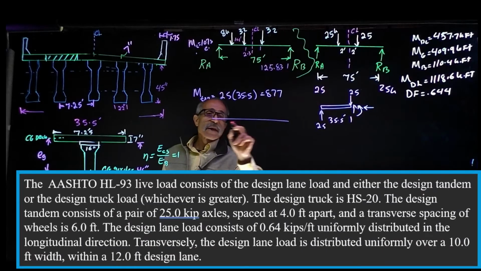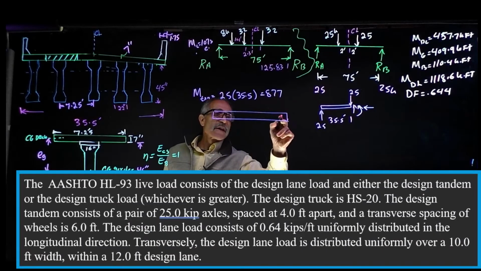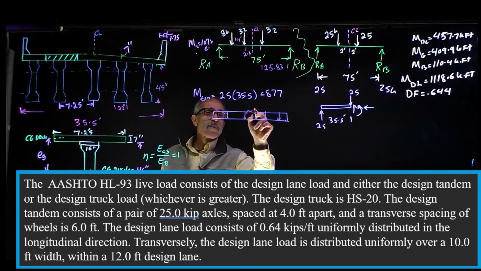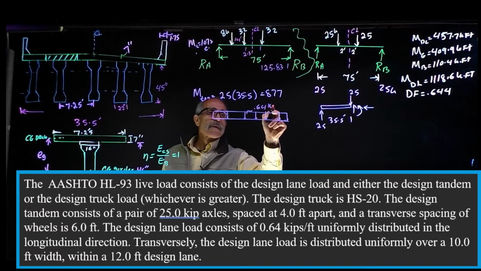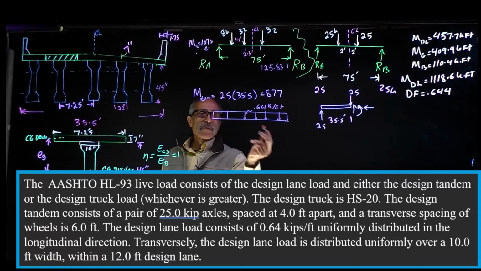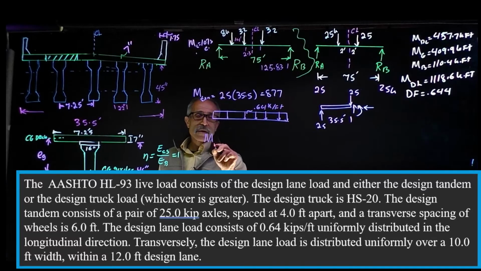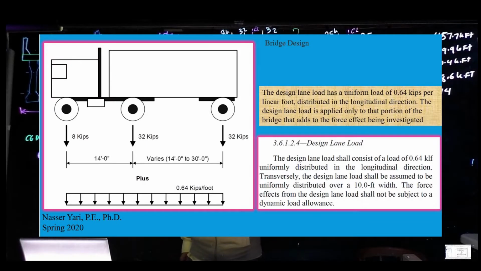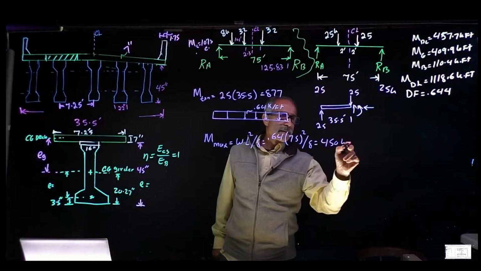Basically, you have your beam right here, and you have to add 640 pound per foot, or 0.64 kip per foot. And the maximum moment for this one is going to come out. We know that it is W L squared divided by 8, which is 0.64 times 75 squared divided by 8, and that comes out to 450 kip-foot.